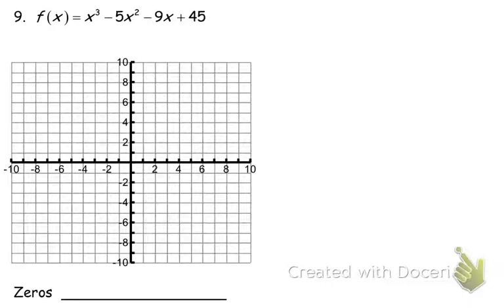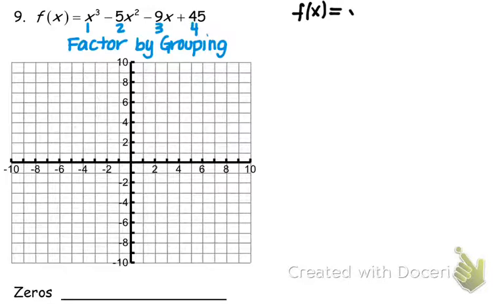Okay, for number 9, the first thing we're going to do is see if we can factor this polynomial. So right away I notice that it has 4 terms. Now anything that has 4 terms, it's always good to see if we are able to factor by grouping. So let me rewrite my polynomial over here.